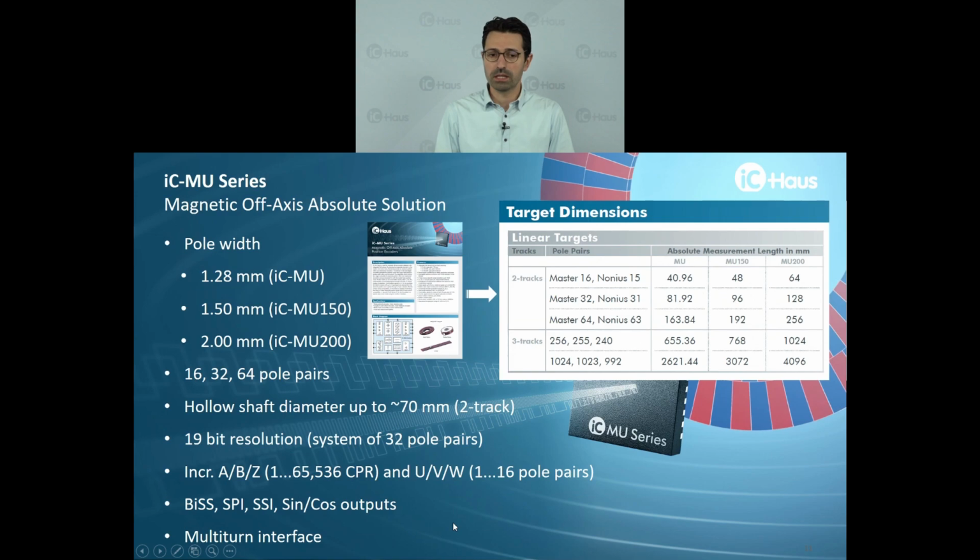We have a 19-bit position resolution internally, for example, with systems with a nonius system of 32 pole pairs. For the incremental output ABZ, there is also a flex count option possible, so you can select every interpolation factor between 1 and 65,000. Or you can select a resolution for UVW signals from 1 to 16 pole pairs. We talked already about the interfaces, BiSS, SPI, SSI, and sine cosine, and the multi-turn interface.